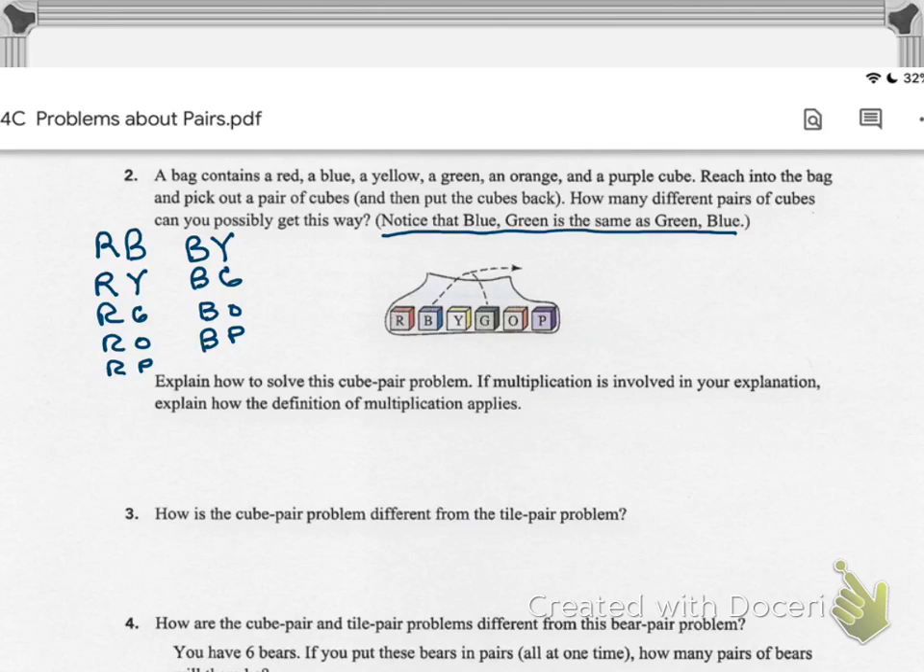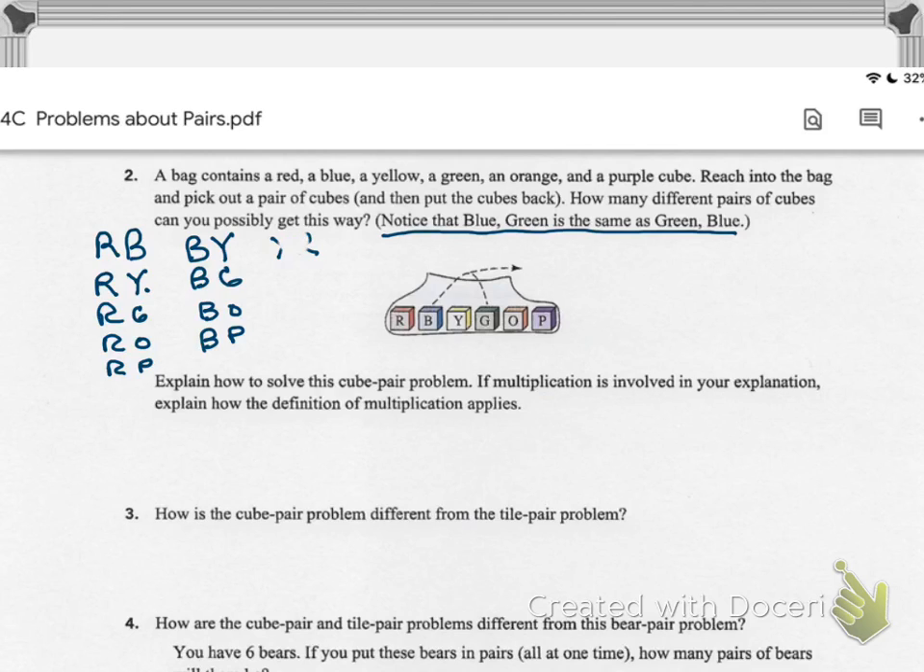Okay, so now go and pick another one. So what if I started out with the yellow in my hand first, and then I grabbed another one? Do I have yellow-red yet? No, I don't have that yet, because I don't have a red-yellow. Or do I? Yes, I do. It's right over here. So I can't use that one.